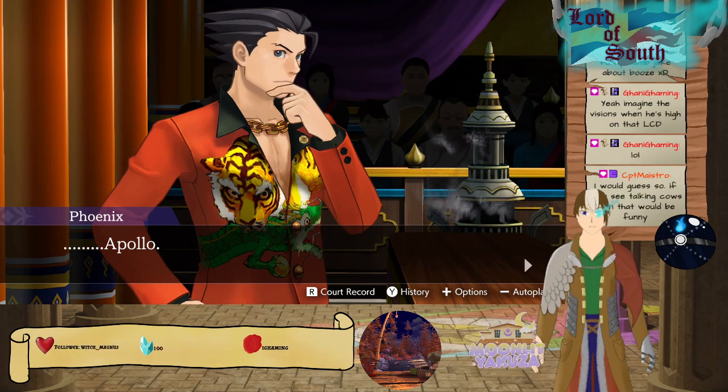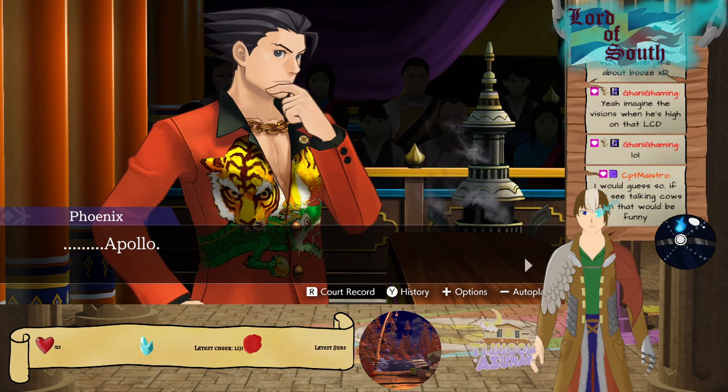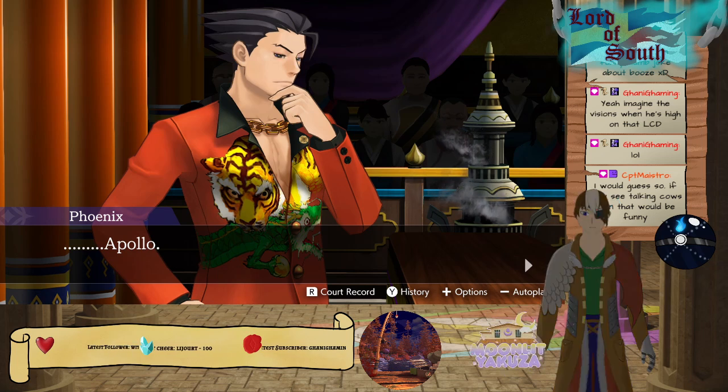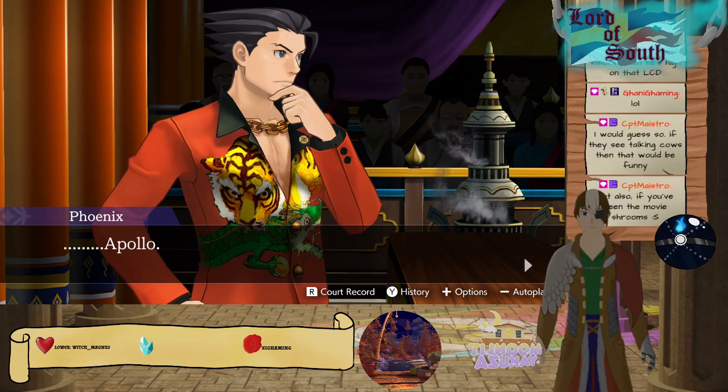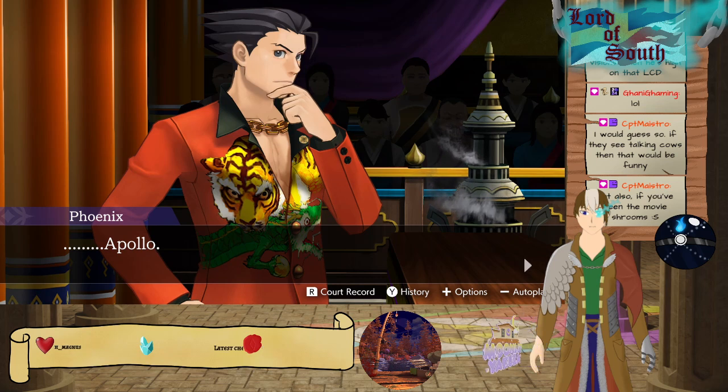I would guess, yeah, imagine the visions where it's high on LSD. Yes, I remember the LSD butterflies. Good lord. I guess so. If they see talking cows, that would be funny. Think just this one, like the girl here just doing that. It's like, what am I looking at? Like, I have no idea.